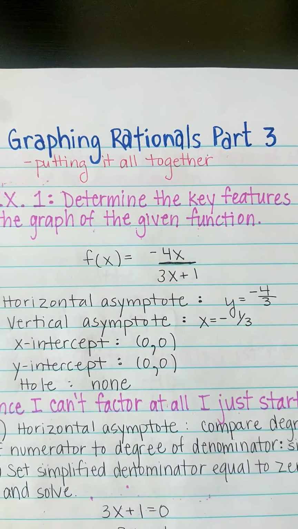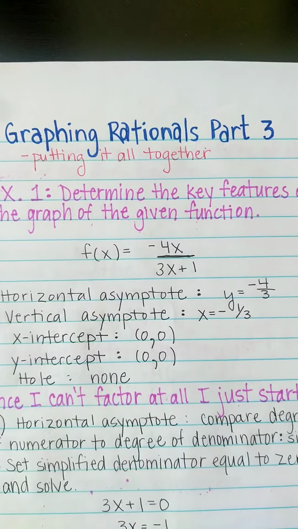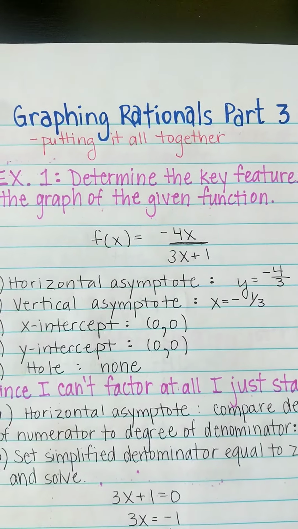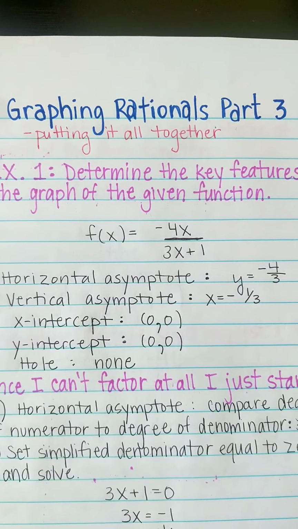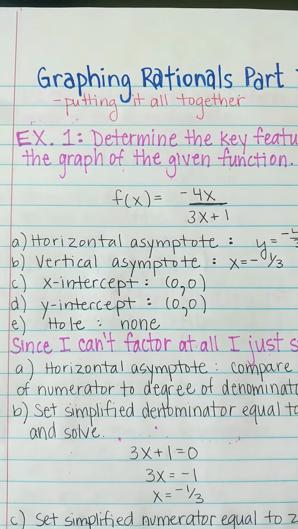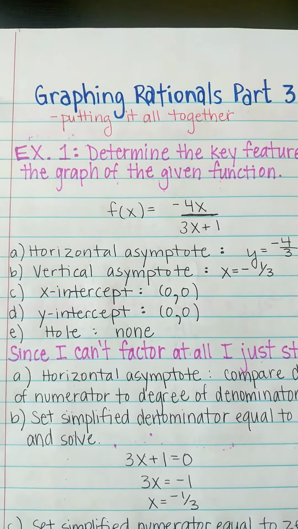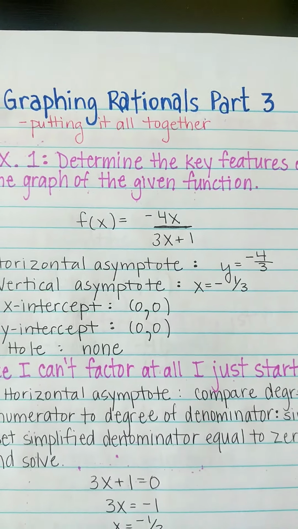Today's assignment is like putting it all together. So we're going to put together the pieces from the first and the second graphing rationals assignment. Not going to tell you a whole bunch of new stuff, and then you're going to do your Desmos again. So, for example one, because we're going to go straight into examples. Like I said, not learning much new. We're just determining the key features of the graph of the given function.